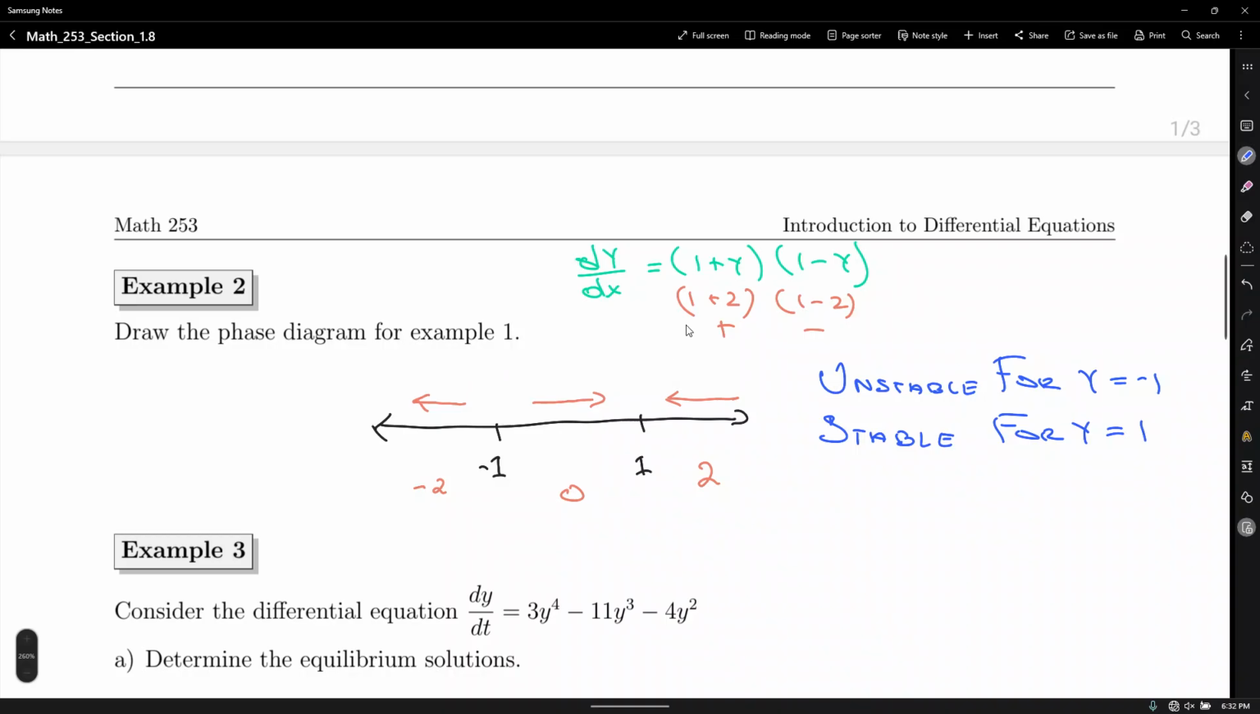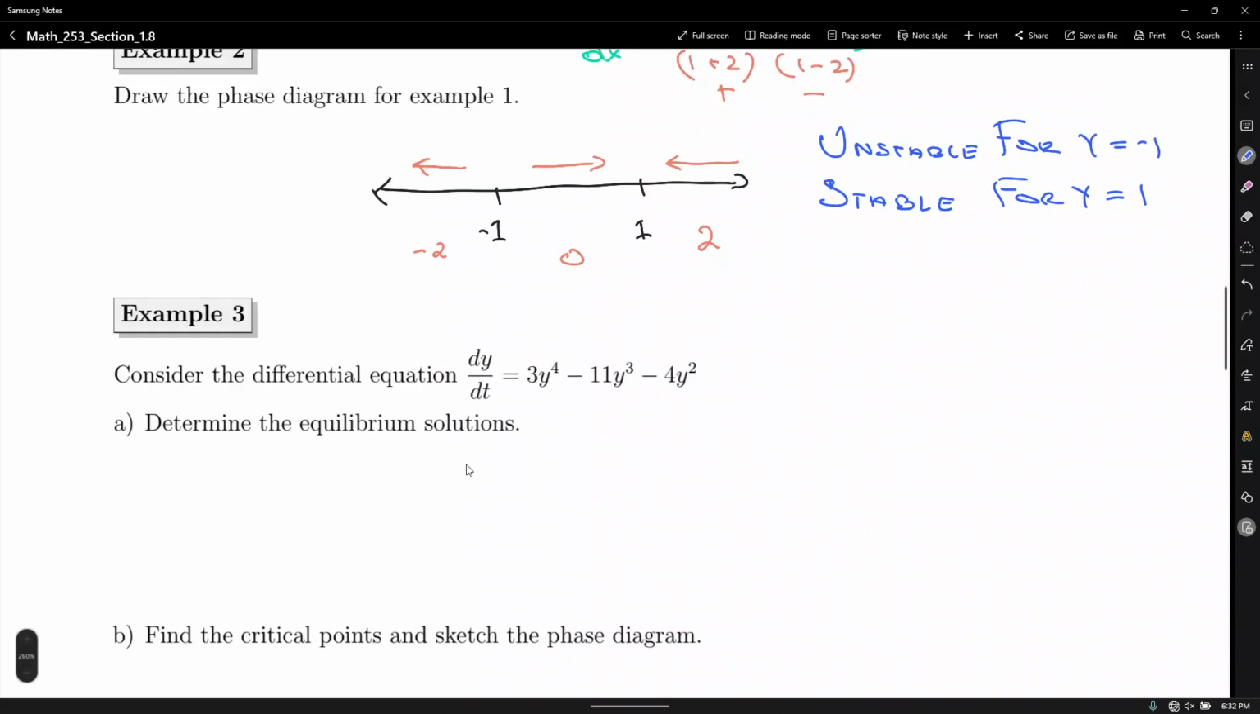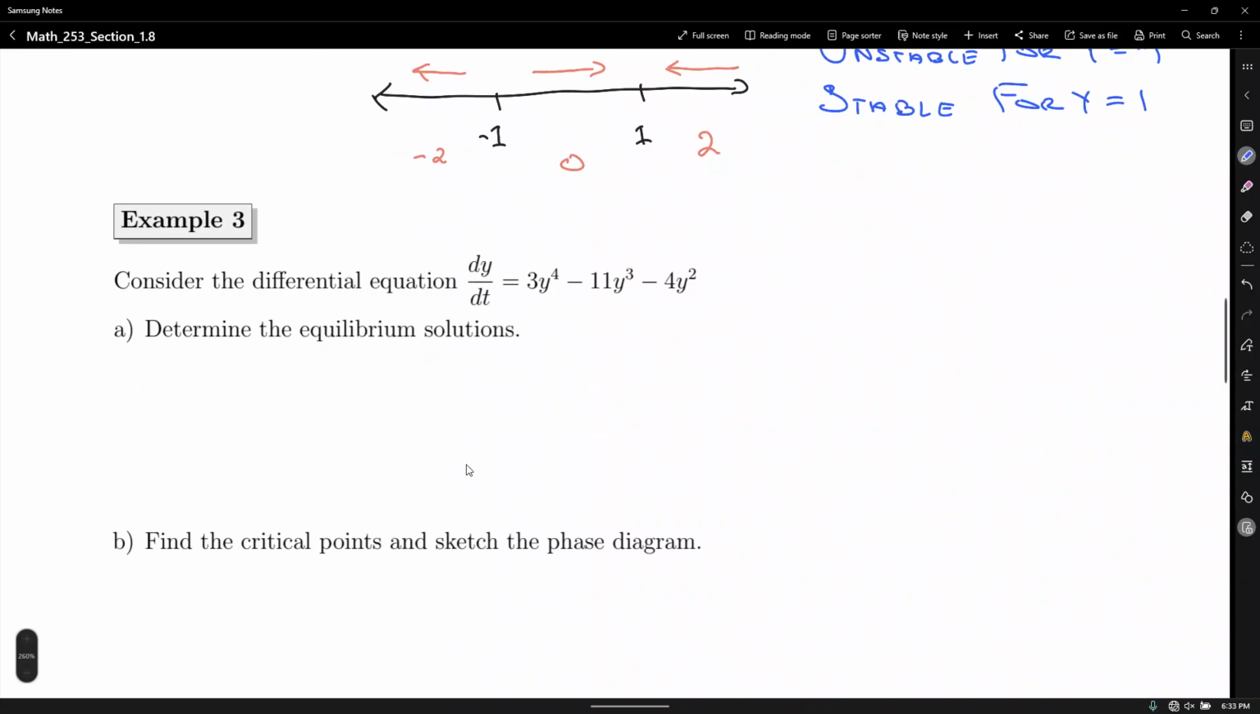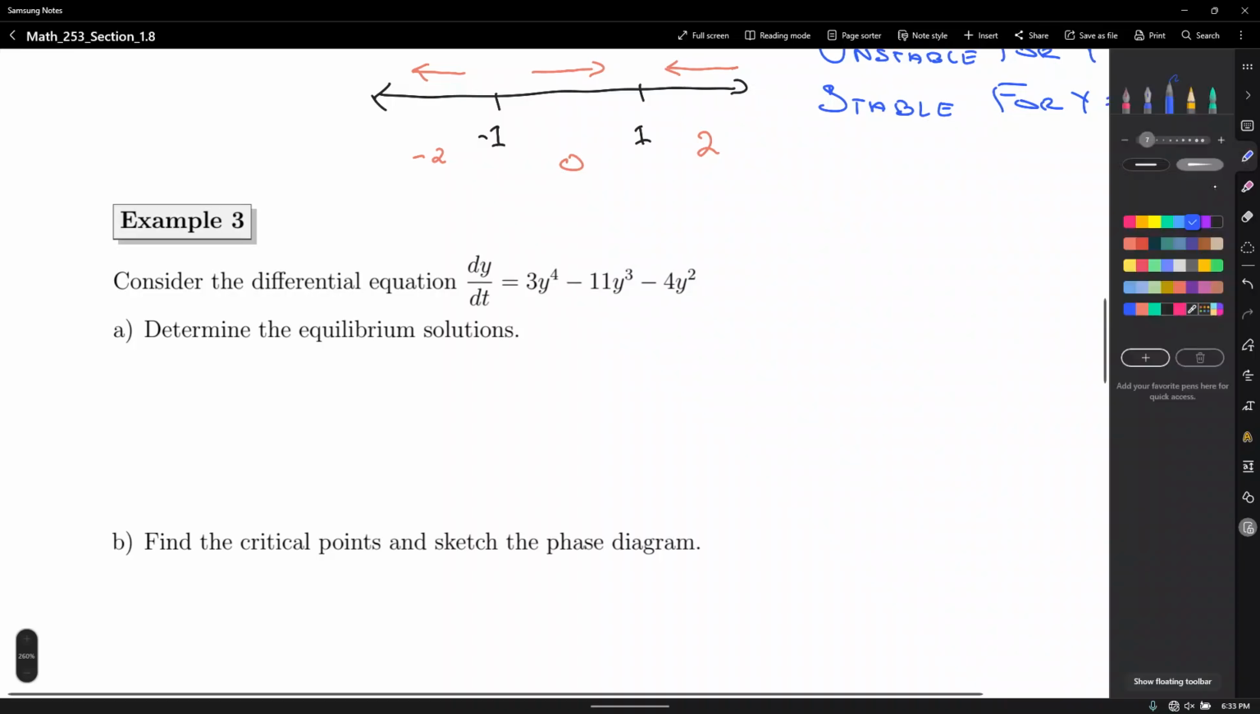All right, let's have a look at another example. Consider the differential equation dy/dt equals 3y to the fourth minus 11y cubed minus 4y squared. We need to factor this polynomial so we can get the equilibrium solutions. I'm going to write 3y to the fourth minus 11y cubed minus 4y squared equal to 0. Factor out y squared: 3y squared minus 11y minus 4, and set that equal to 0.